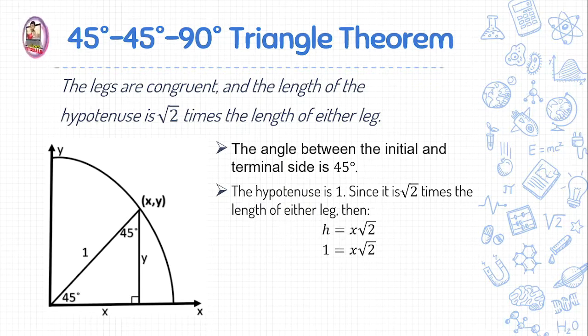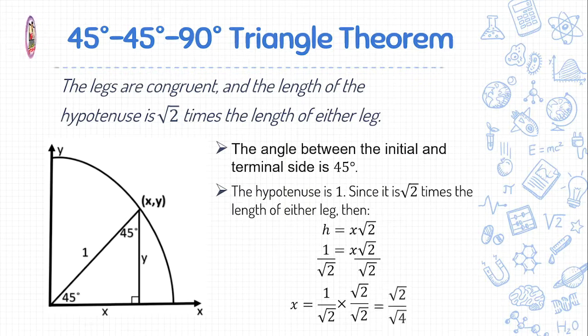So substituting h, which is equivalent to 1, then 1 is equal to x square root of 2. So divide both sides by square root of 2 to get rid of square root of 2 on the right side. At ang may iwan na lang ay si x. So therefore, x is equal to 1 all over square root of 2. Since mayroong radical symbol sa baba, kailangan natin siyang i-rationalize para ma-simplify. So doing so, we multiply square root of 2 over square root of 2.